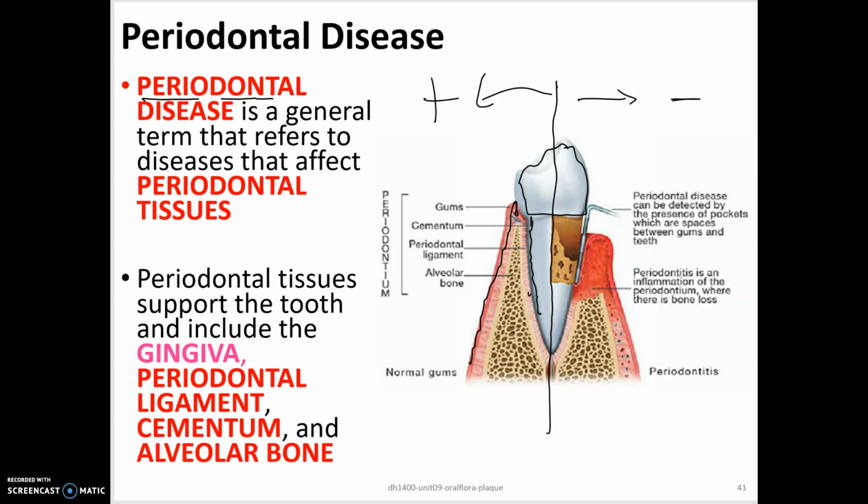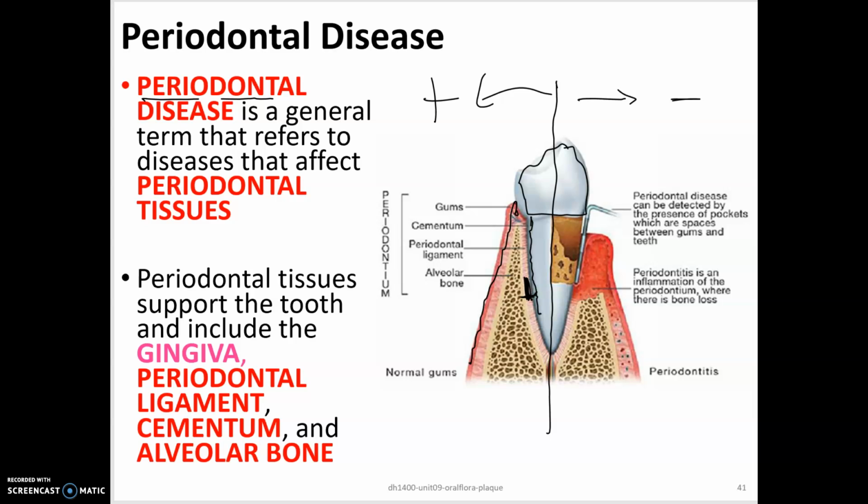Next to that we have this pink layer right here. This is the periodontal ligament. And the ligament is what attaches the tooth to the alveolar bone, and that's what holds the tooth into the socket, the alveolus.